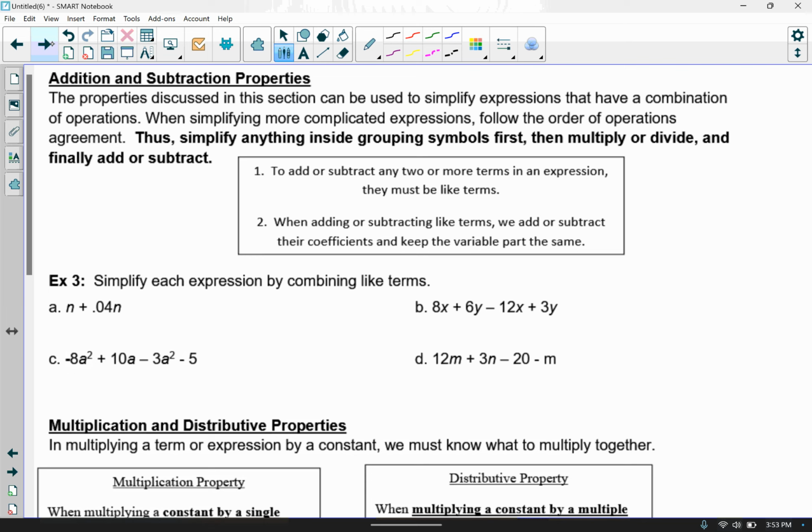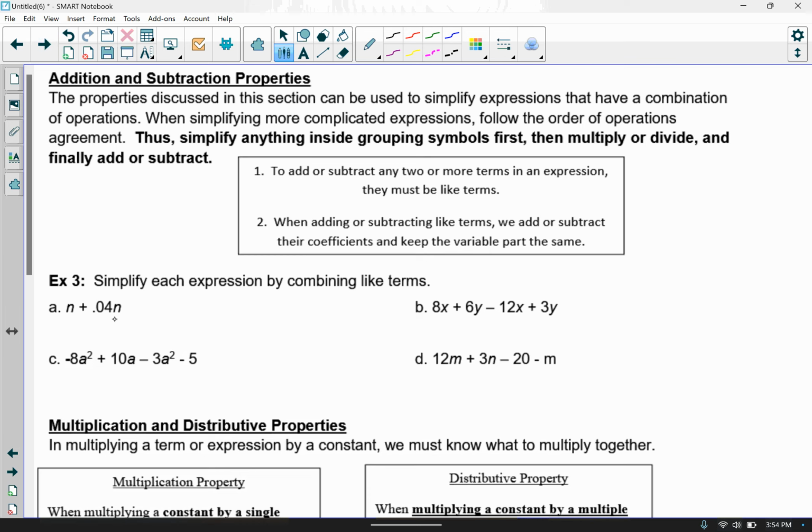Let's talk about the addition and subtraction properties. So with your addition and subtraction properties, essentially you are just combining, what I like to say is combining like terms. So you combine them and then let your operations determine your signs. So let's look at A and C here. So in example 3, we're simplifying it by combining like terms.